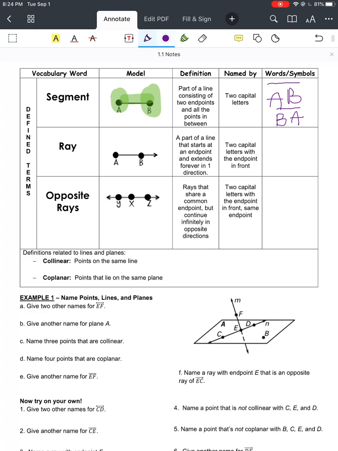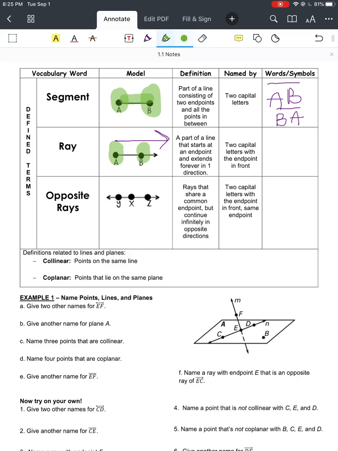A ray is a combo of segments and lines. It has one endpoint. So here is endpoint A. Like lines and segments, a ray also has to have a second point. So in this case, it's B. But a ray consists of one endpoint and then extends on infinitely in one direction, through another point.